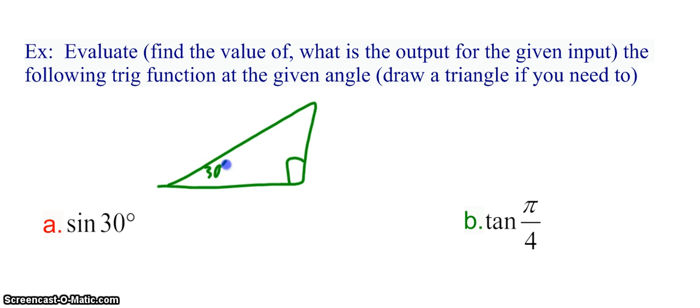I'm going to label this 30 degrees. If that's 30 degrees, this is 90 degrees, what does this have to be? That has to be 60 degrees. Oh, wait a minute, didn't we see this before? Yeah, I know this is x, this is 2x, and this is x root 3.